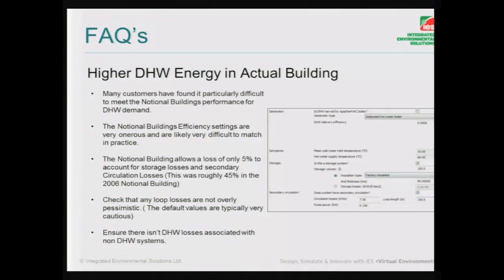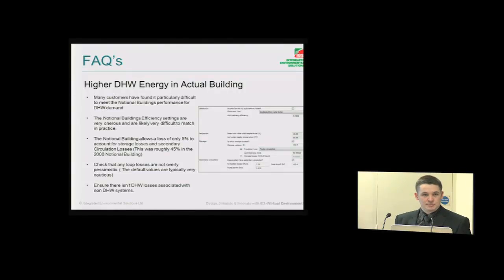Now, one thing that you can do is check through the settings that have been applied to your model. If you've opted for a lot of the defaults, where the information is unknown, the defaults will often be quite cautious. So there's a good chance you'll be able to get DHW losses that are a lot lower than the default settings would necessarily allow for. So that's the first case to check.